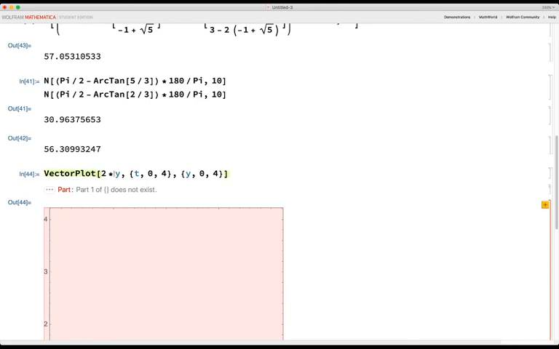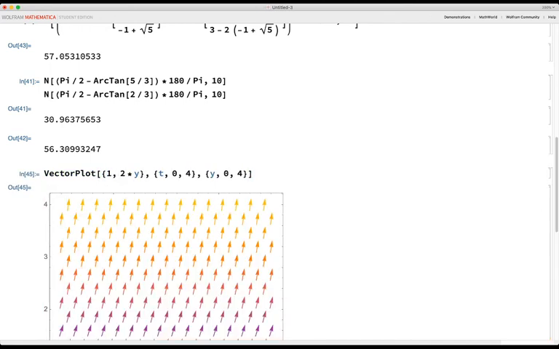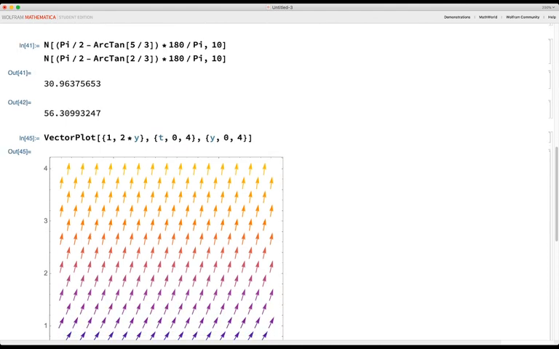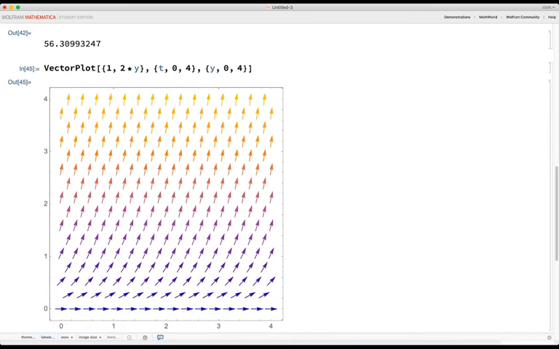Hang on one second. What have I messed up? Oh, yeah, sorry. Okay, there we go. I have to put a 1 here at the beginning, and don't worry about that really right now.